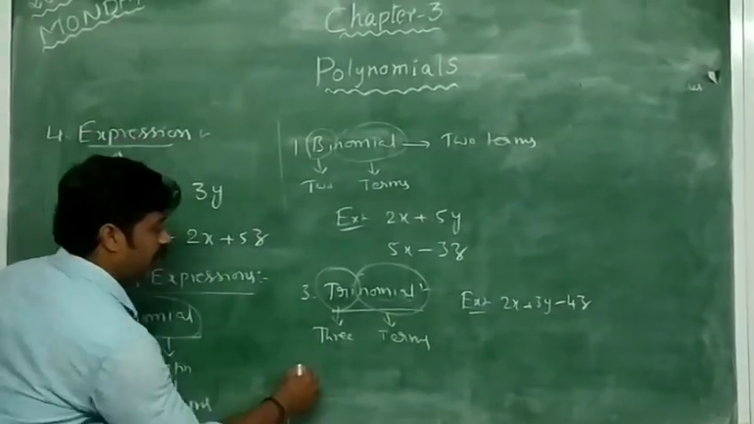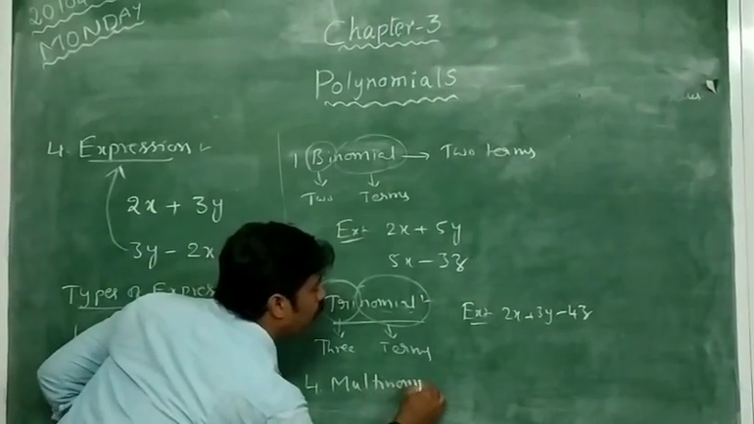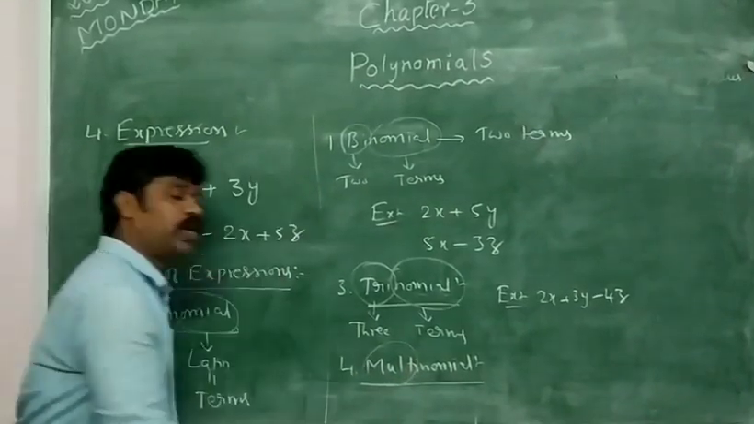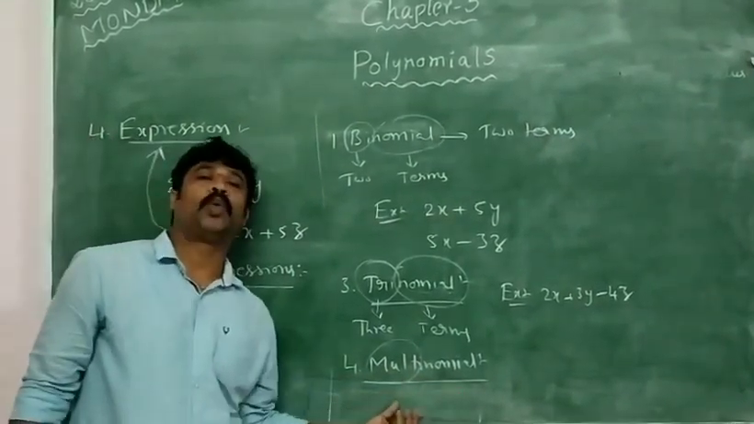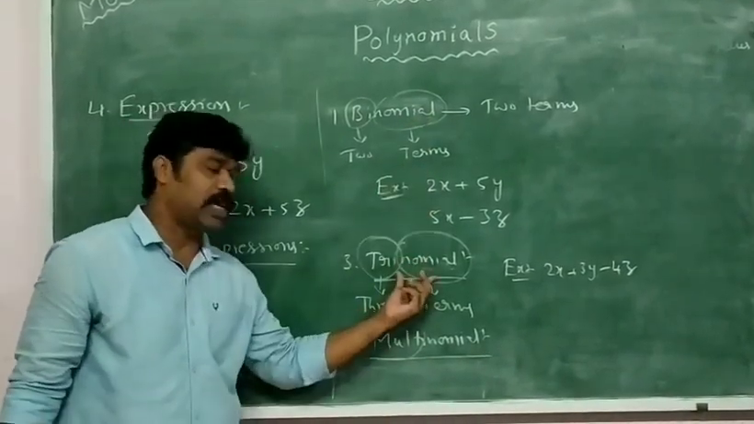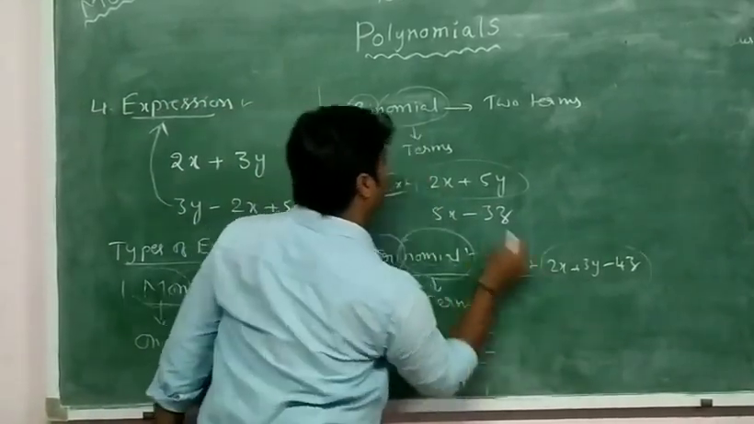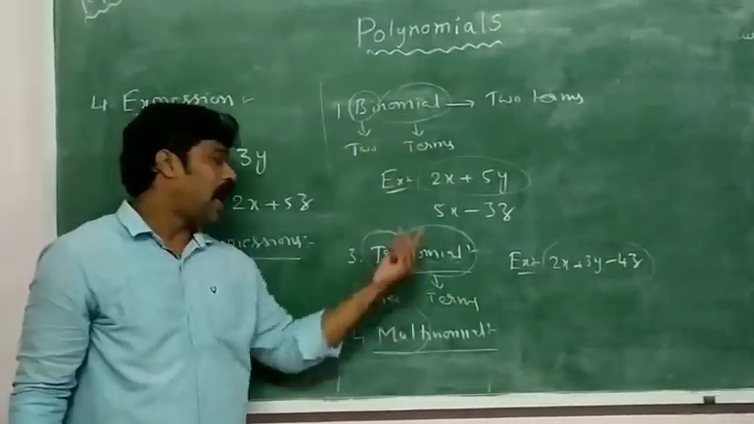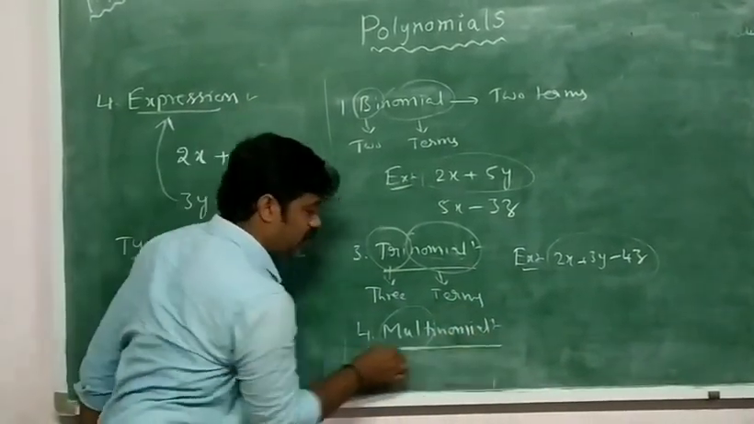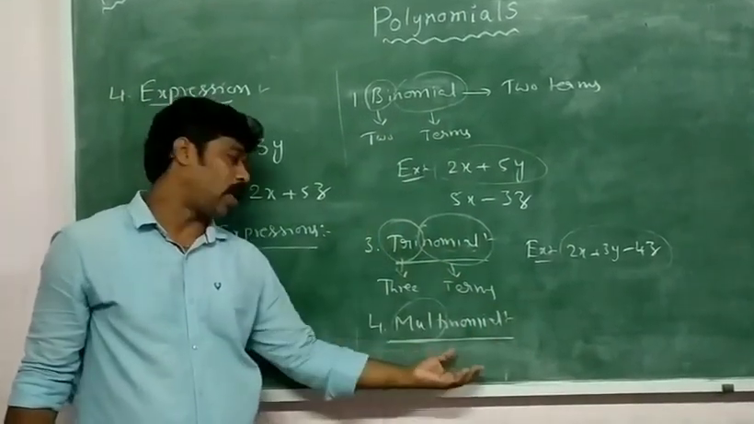And then the last one is multinomial. Multi means two or more terms. If any expression contains two or more terms, we call it a multinomial. So a binomial or trinomial is also a multinomial, because it has two or more terms. In that, two means we can take a binomial, and more means we can take tri or more than three terms. So a multinomial is an expression which consists of two or more terms.